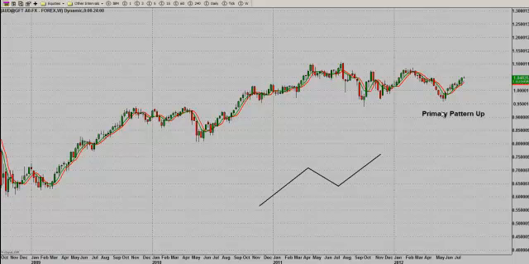We've designated the primary pattern here as up. We've designated this pattern on the chart as being up. Before we go any further, let's talk about categorizing patterns. It's very important for us. I promise we'll do this very quickly.